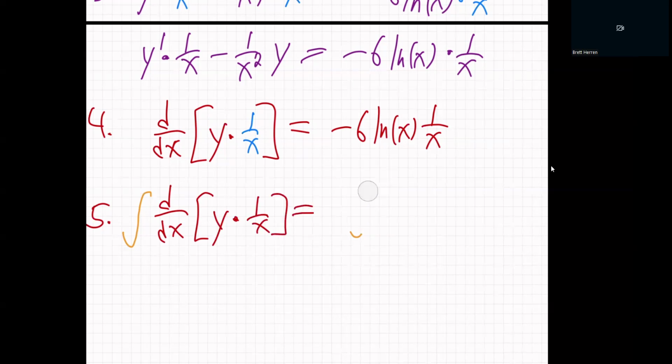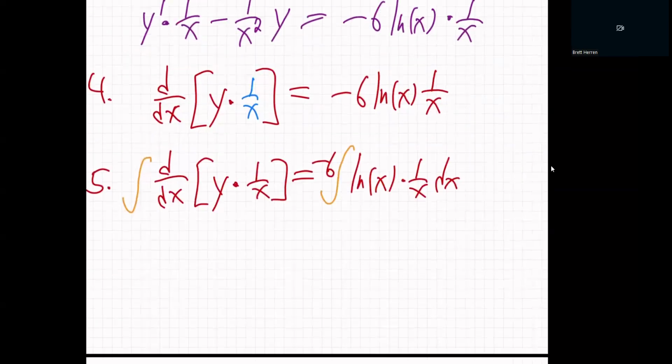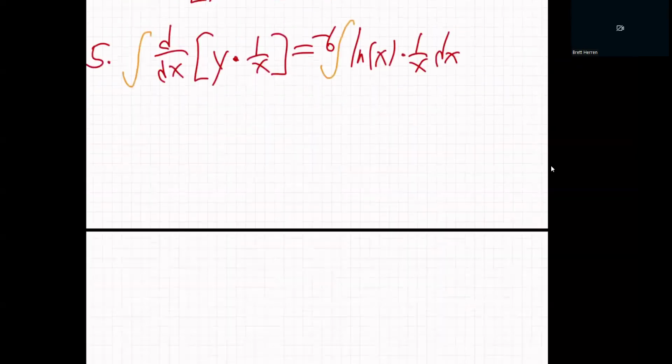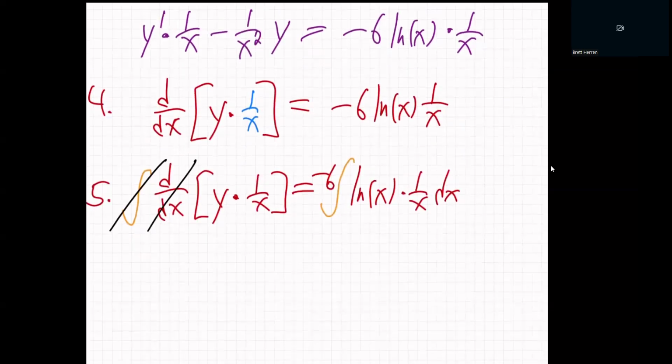I'm going to move this over a little bit, so there's a little bit more room. And I'll put the minus 6 in the front, natural log of x times 1 over x dx there. Now on the left side, things are easy pickings, because the integral and the derivative just cancel each other out because they're opposites, right? Integration and differentiation are opposites.